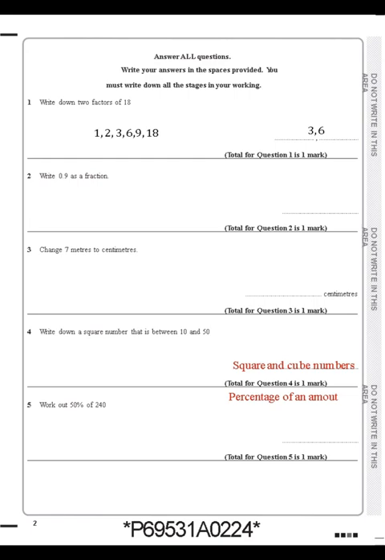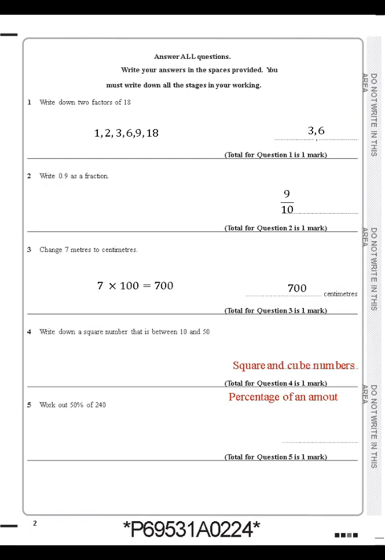Question 2. Write 0.9 as a fraction. So in your calculator, put 0.9, click equals, 9 out of 10. Question 3. Change 7 meters to centimeters. Remember, 1 meter is equal to 100 centimeters, so 7 times 100 is equal to 700 centimeters.